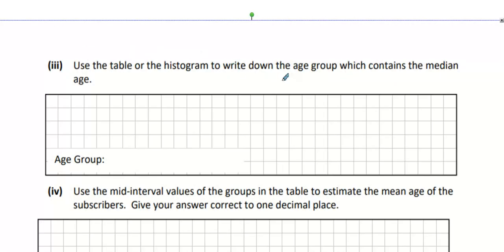Use the table or the histogram to write down the age that contains the median age. The median. Okay, so there's 1,000 people.